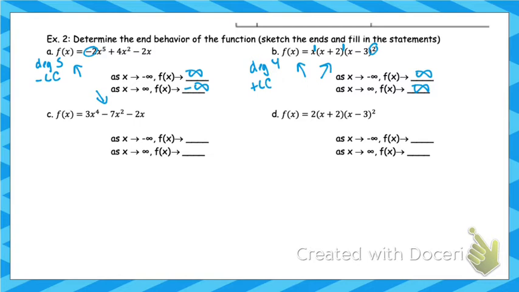All right, let's try our next one. Standard form, biggest exponent. So right here is degree 4, positive leading coefficient. So right side's up, even degree is same. Left arrow, as x approaches negative infinity, is up, right arrow up.